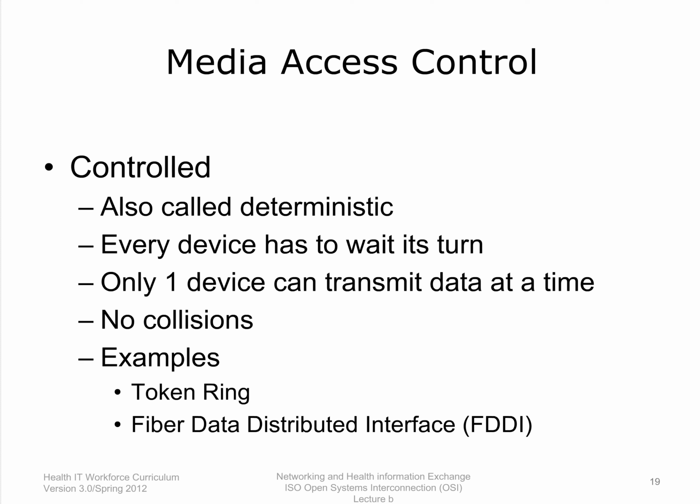Controlled access is also referred to as deterministic access. There is some mechanism that determines when a device can transmit. Each device must wait its turn to transmit its data on the network. Only one device can communicate at a time, and because of this, there are no collisions. Collisions occur when multiple data transmissions interfere with each other, causing none of the transmissions to be good. Token ring and FDDI are technologies that use controlled access.